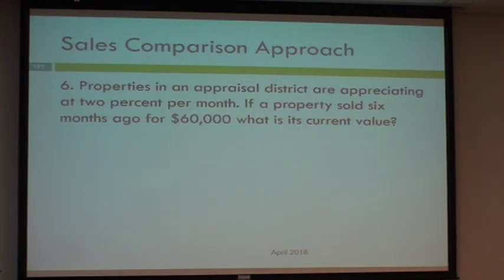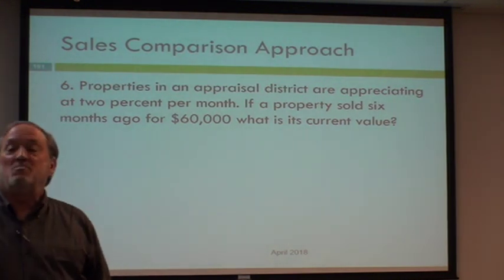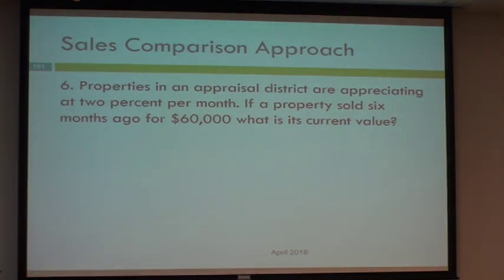Properties in appraisal history are appreciating at 2% per month. If a property sold 6 months ago for $60,000, what is its current value? It seemed easy. So what are you saying here? It sold 6 months ago for 60. It's going up 2% a month. How much has it gone up in 6 months? 12%. How are we gonna handle that?